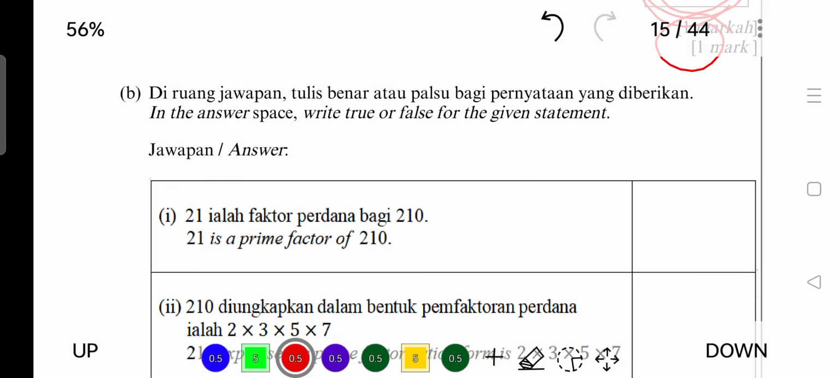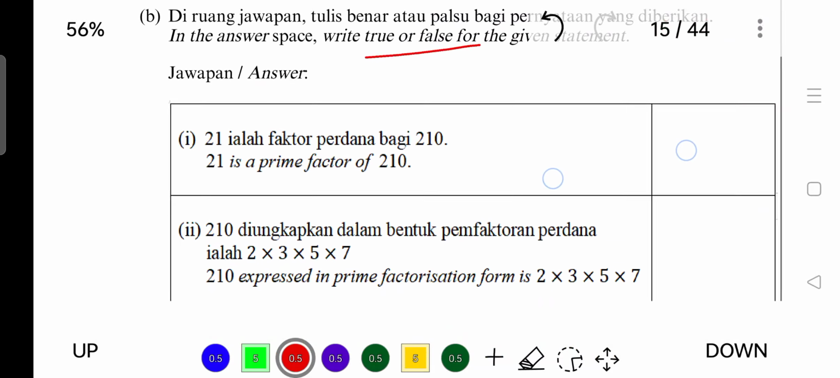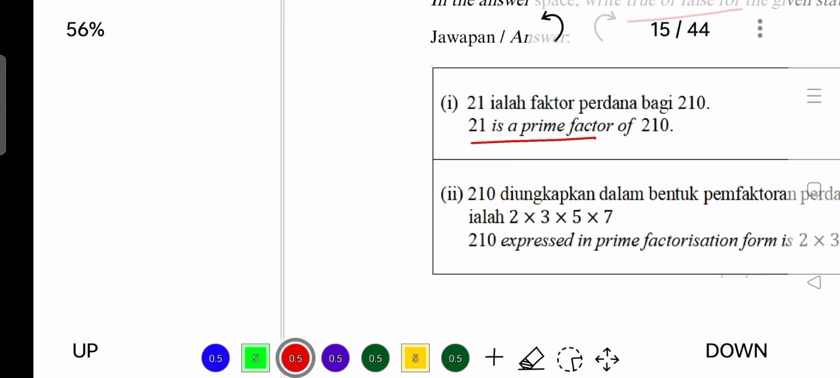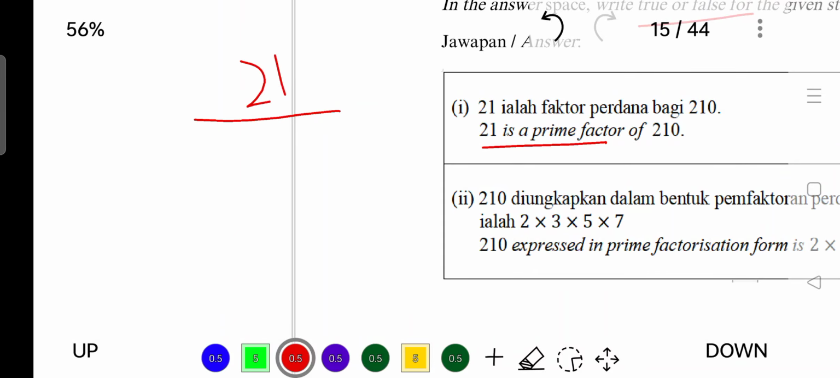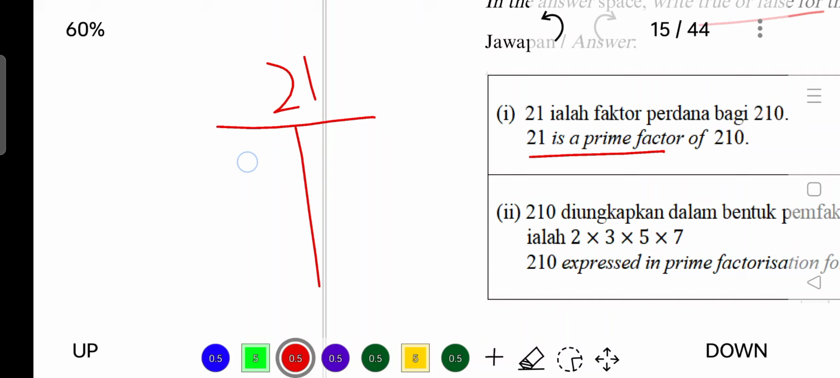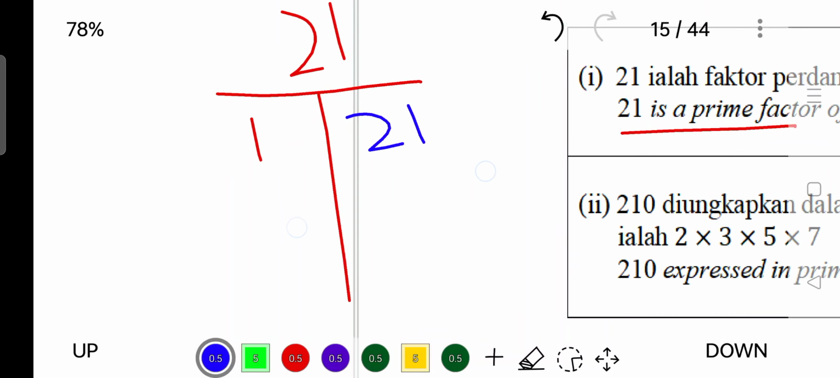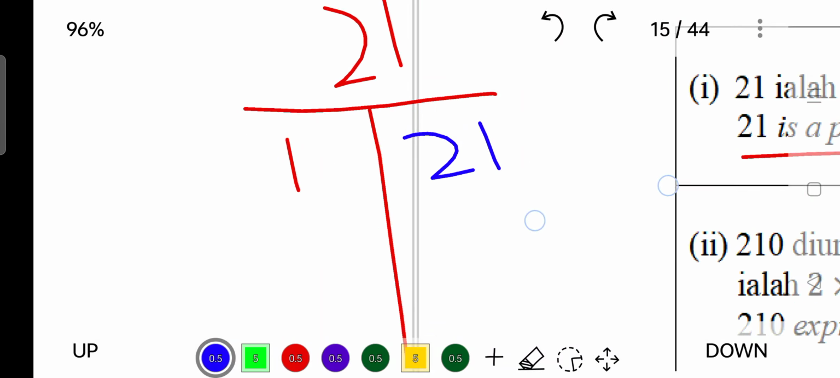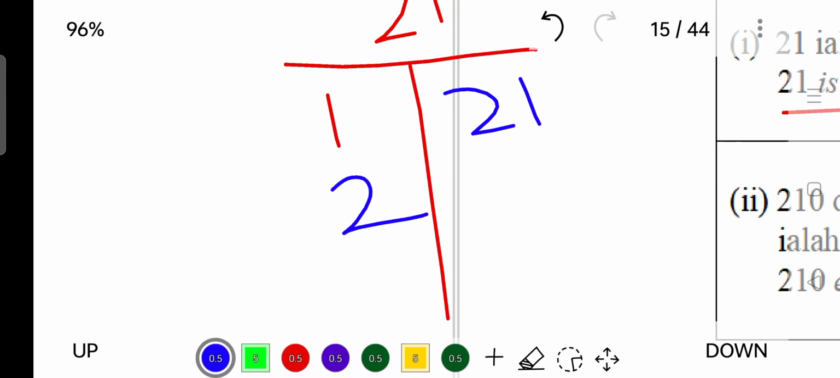So in the answer space, write true or false for the given statement. All right, 21 is a prime factor of 210. How do we do this? Just to be safe, we write 21 as usual. As usual, we are going to write the factors at the side, as we have studied before. The way to do factors is simply to begin with number 1. 1 times 21 is 21.